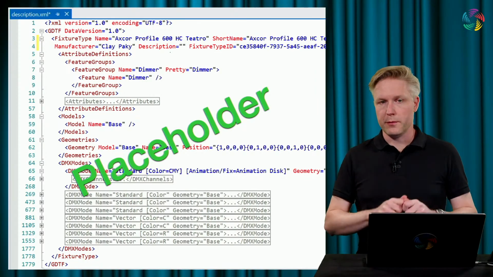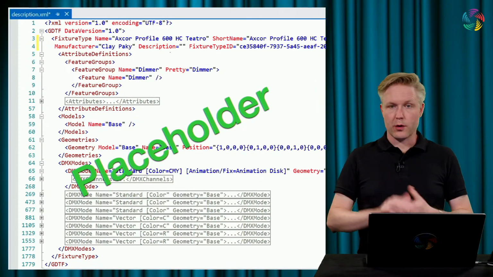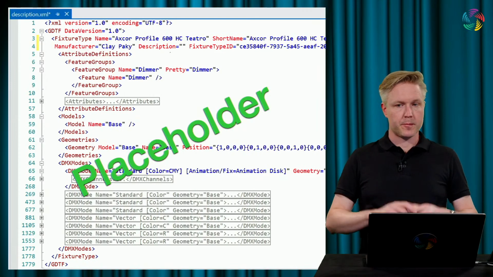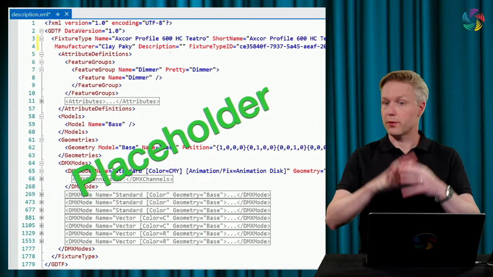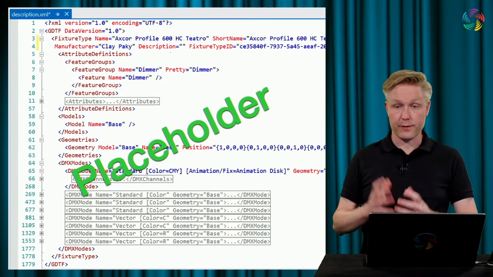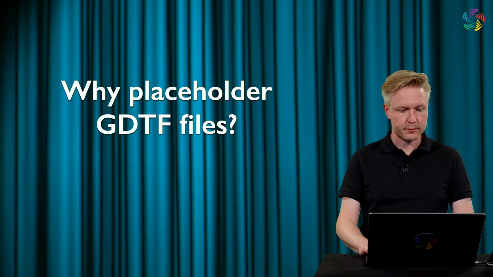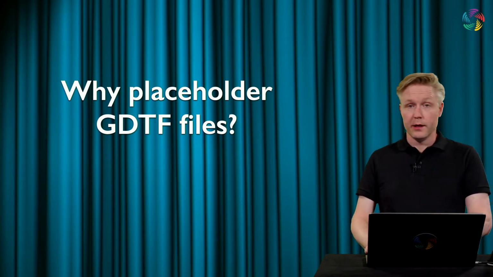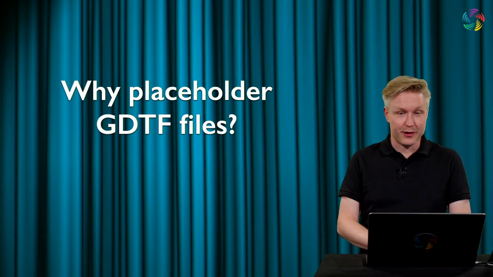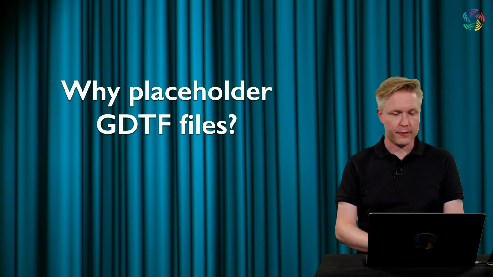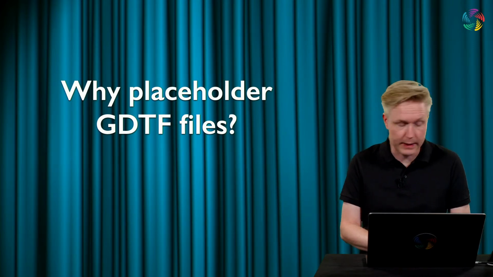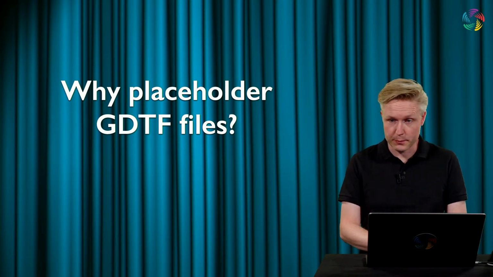So there's no pretty picture of the fixture, there are no gobo images, emitter definitions, or anything like that, no 3D object. It's a very basic file. So a legitimate question is, why on earth are we doing this type of placeholder GDTF file in the first place? It doesn't seem like a good idea to do.